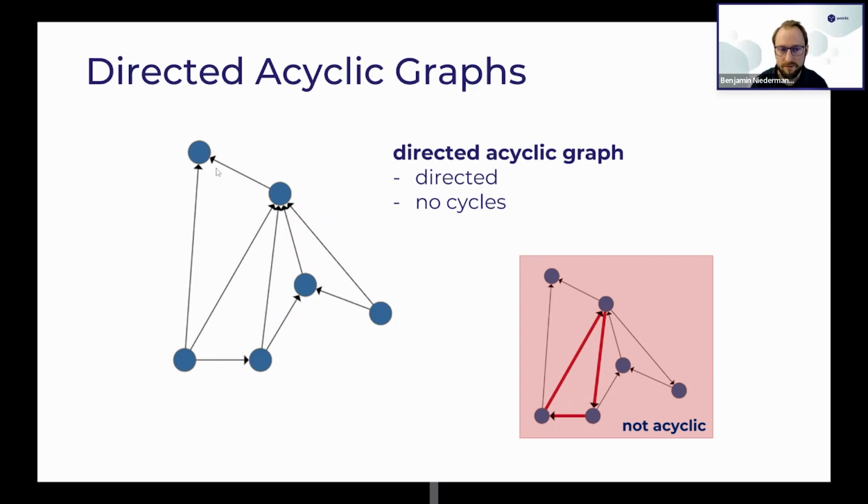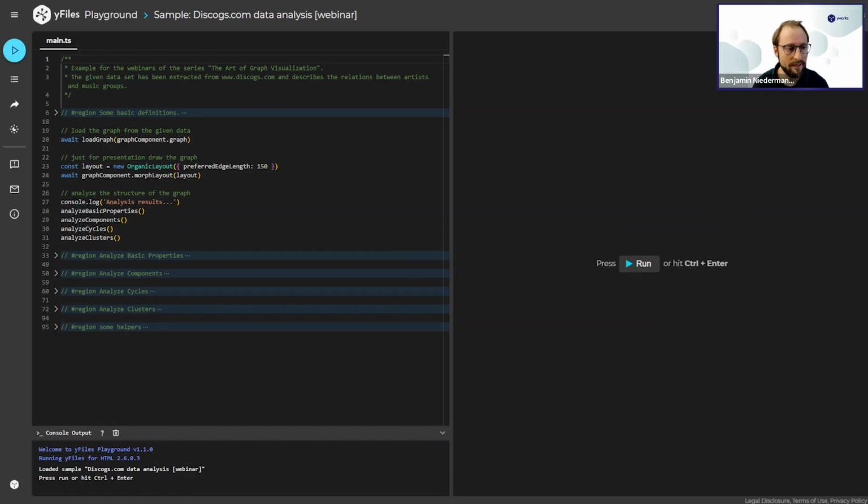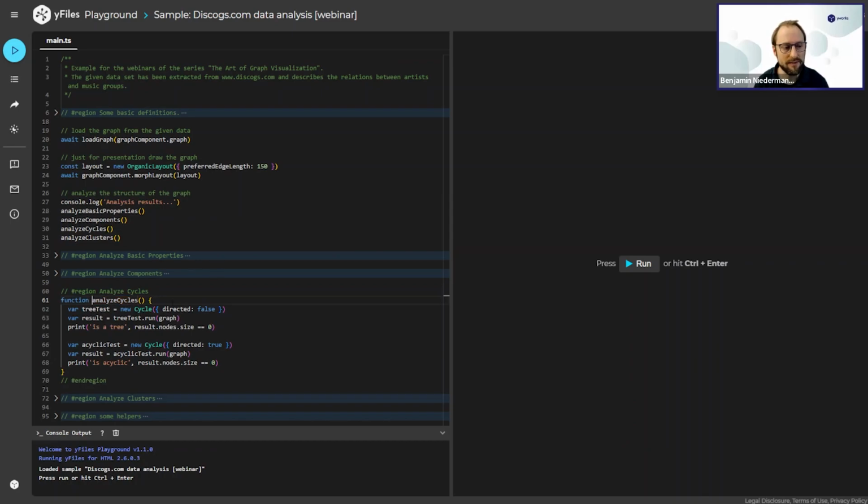And of course, you can, again, analyze graphs automatically to gain this information. So let's go to the playground again. And here I have this function analyze cycles, and this basically does this. What it does is very simple.